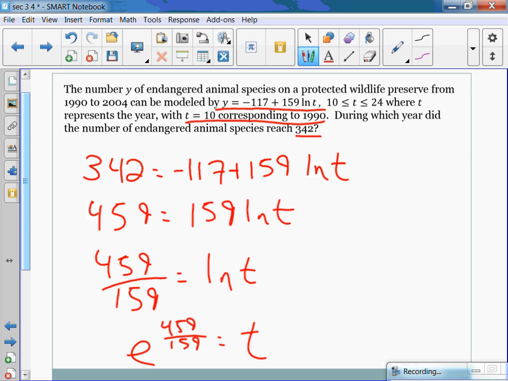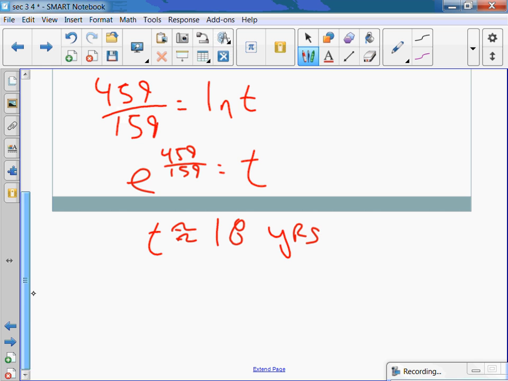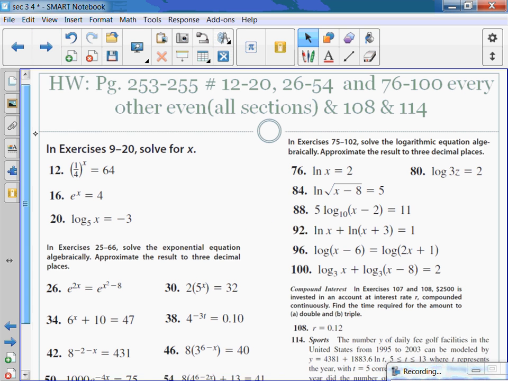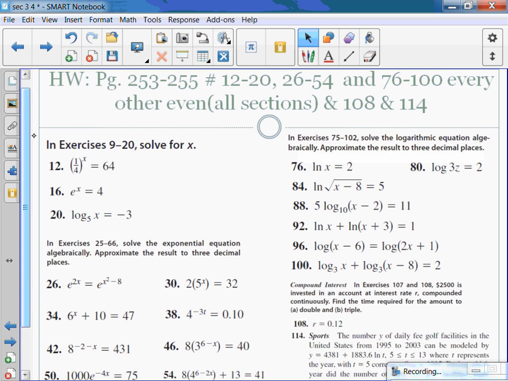Question? As I said before, don't forget when you're doing like 76 through 100, to check your answer. When you're doing the log equations, does my x fit in that domain? Right?